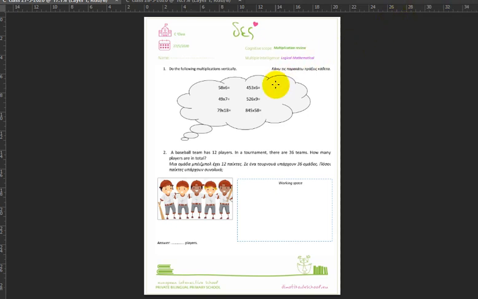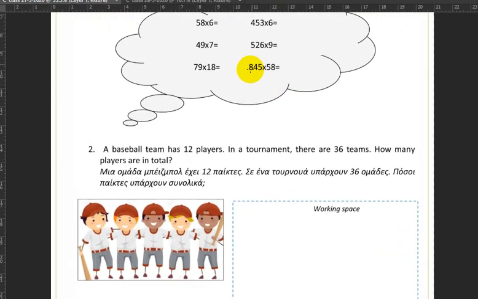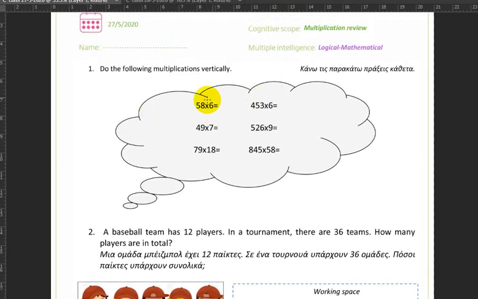Hello everyone. In today's video we will be doing your worksheets from throughout the week. So let's get started immediately. Here we have some multiplications. We're going to be doing them vertically.